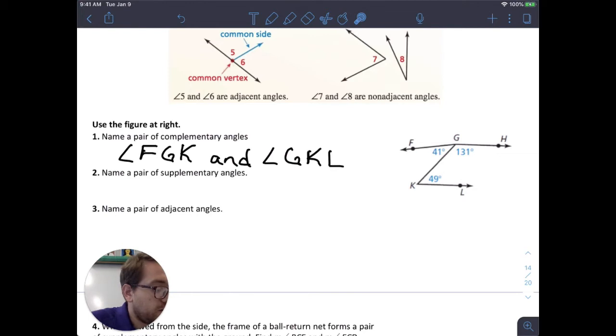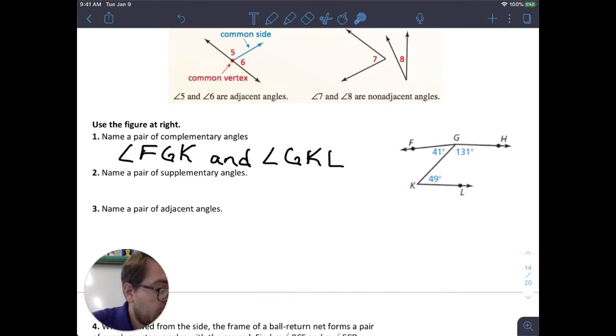Notice that I'm using all three letters to name my angles, because if I just called this angle G, well, that could be this angle or this angle, right? And so if an angle could be easily mistaken with another angle, you want to make sure you're using all 3 points on that angle to easily identify which angle you're currently talking about.